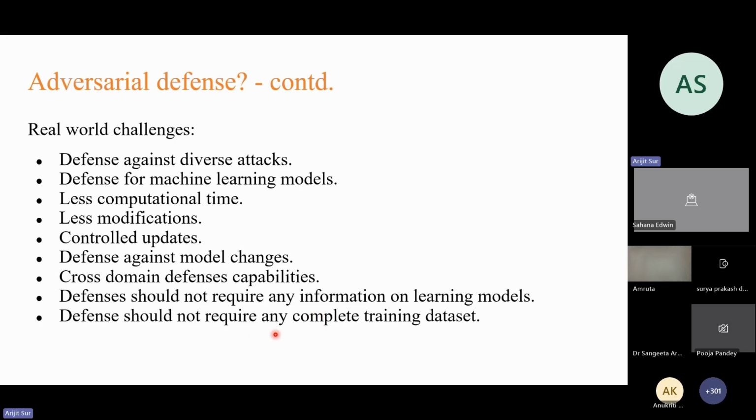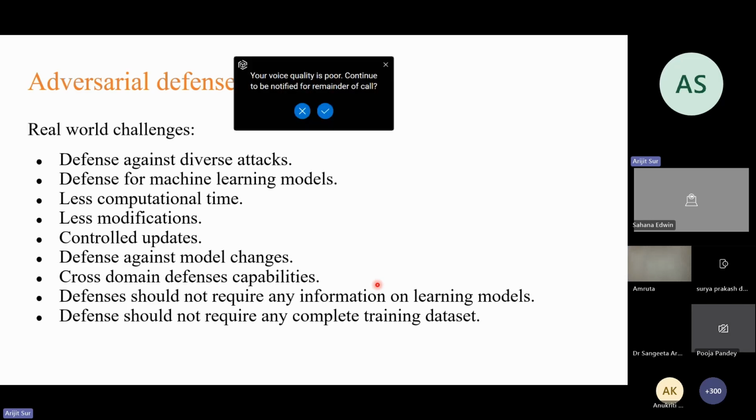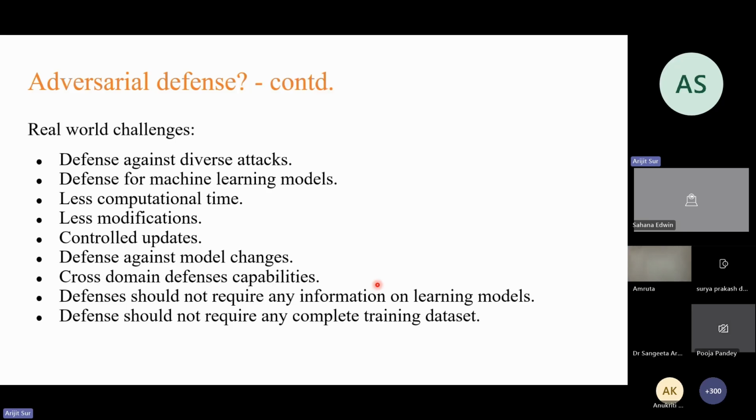Or the defense should not require any complete retraining. These are much more challenging scenarios. Another one: you define a defense for a particular system and a particular attack. Now, is it going to help in other systems against other attacks? This is called cross-domain defense capability. So these are the challenges that are there.